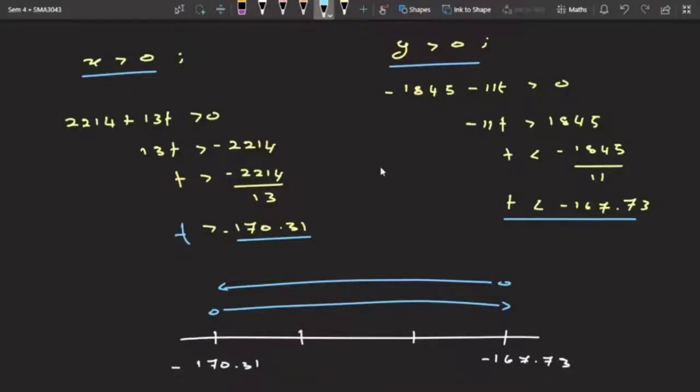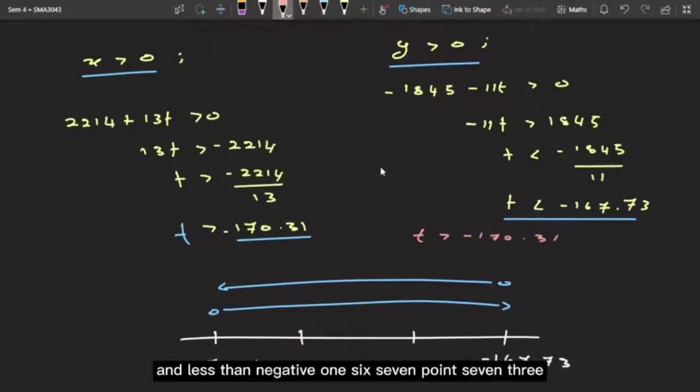So our range will look like this. Let me use another color here. t is larger than negative 170.31 and less than negative 167.73.